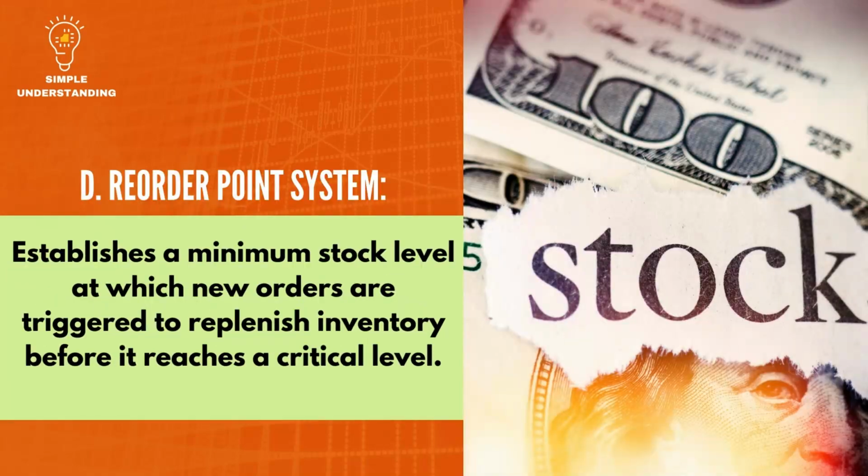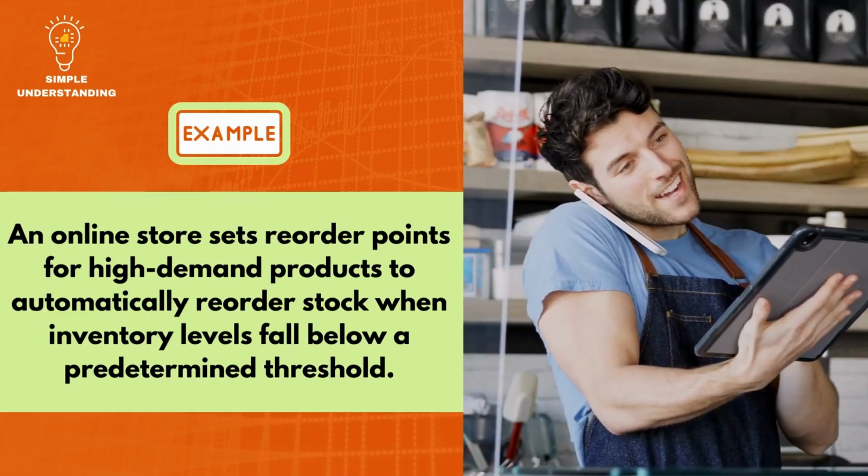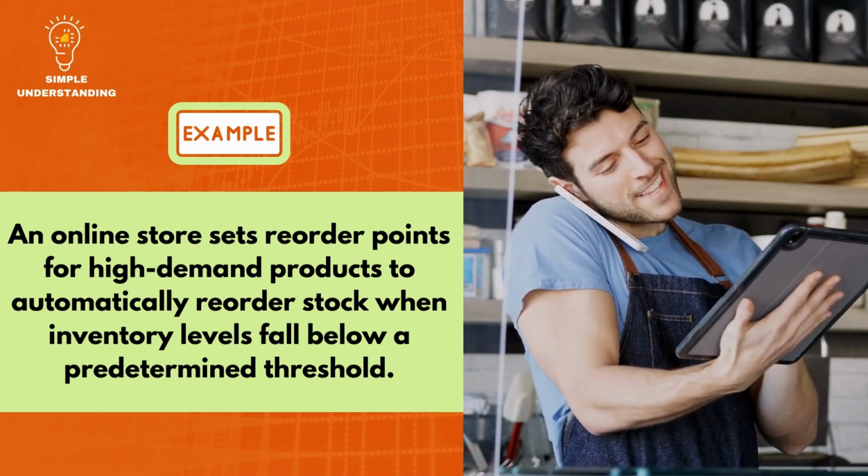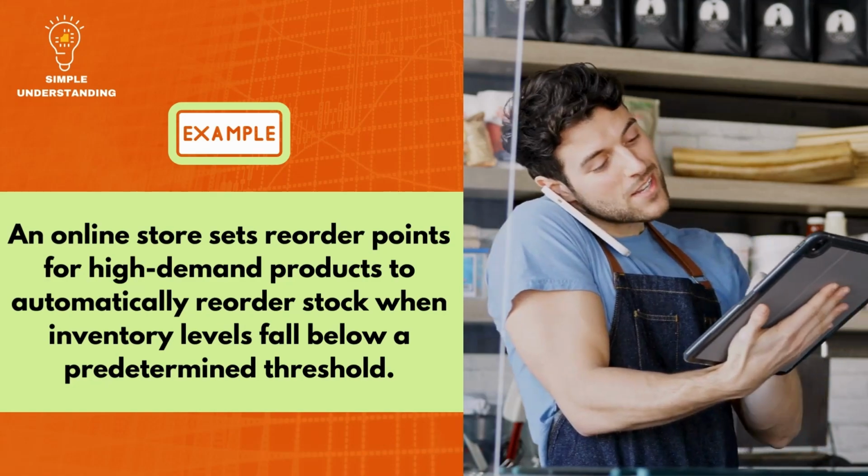D. Reorder point system establishes a minimum stock level at which new orders are triggered to replenish inventory before it reaches a critical level. Example: an online store sets reorder points for high-demand products to automatically reorder stock when inventory levels fall below a predetermined threshold.